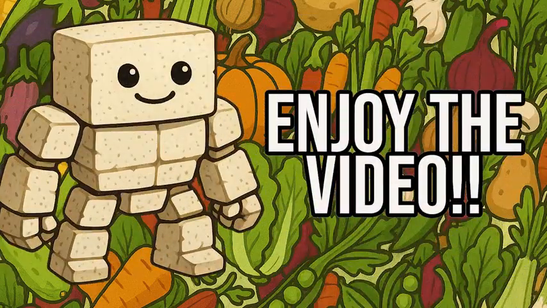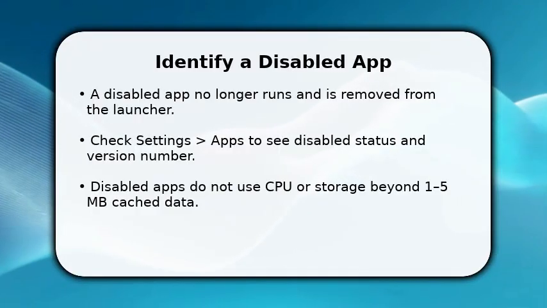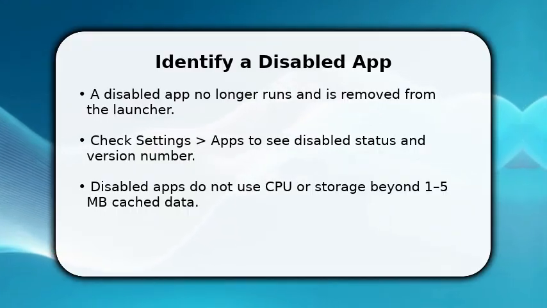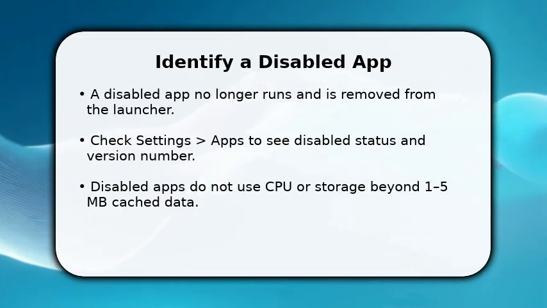Please enjoy the video. First, confirm the app is truly disabled and not crashed. Open Settings on your Android device and select Apps. Scroll or search for the app name to locate it. The app entry will show disabled or turned off instead of open. Note the version number and package name for later steps.